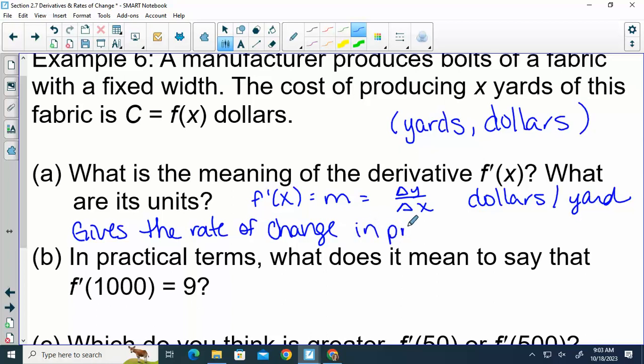in our production, or let me say of our cost, rate of change in cost would make more sense, use the terms in the problem. So it tells us how the cost is changing in terms of yards produced.